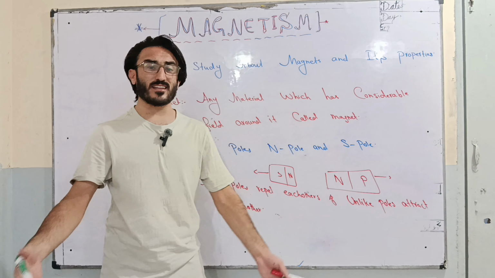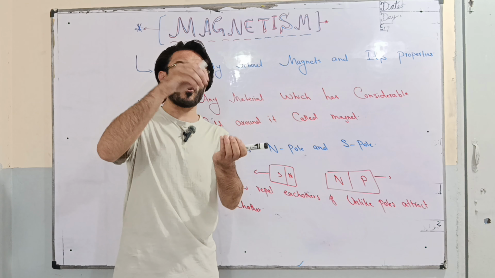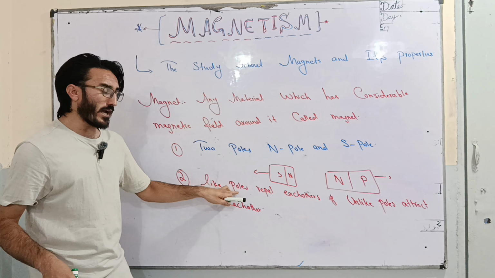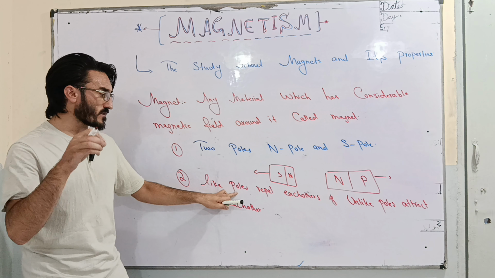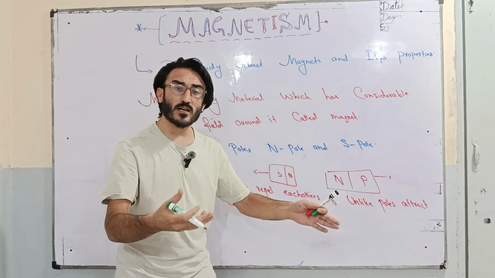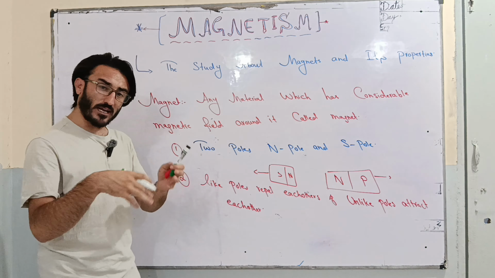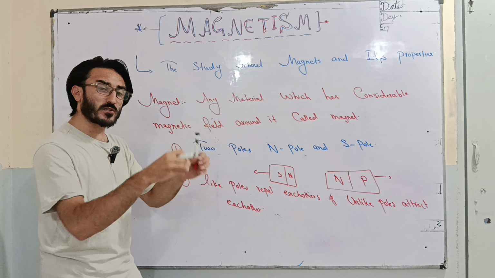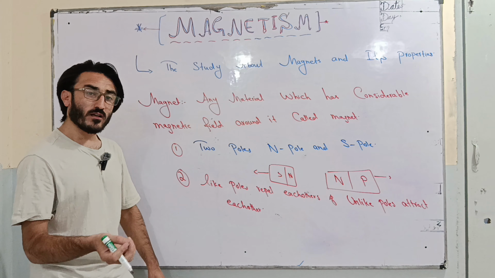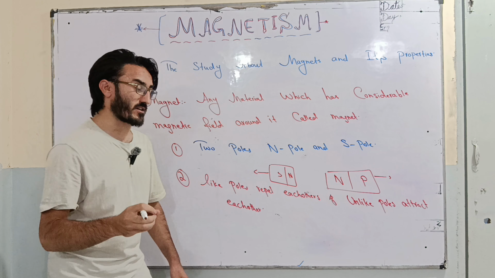That's why we can say that magnetism is a force of attraction or repulsion. If we have two like poles, then the magnetic force is repulsive. If we have two unlike or opposite poles, then the magnetic force between the two poles, or between the two magnets, or between the two materials, must be attractive.